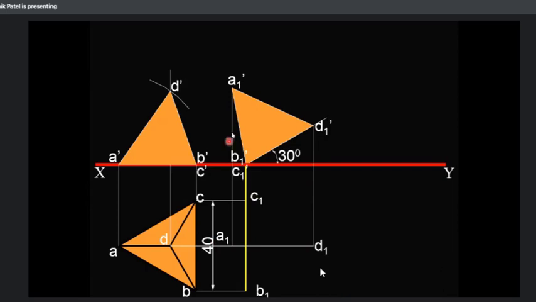Now see this object from the top. Which is the far away point? B1 dash D1, B1 dash C1 dash. So this point cannot be visible from the top. It means B1 dash C1 dash we will represent as a hidden line.